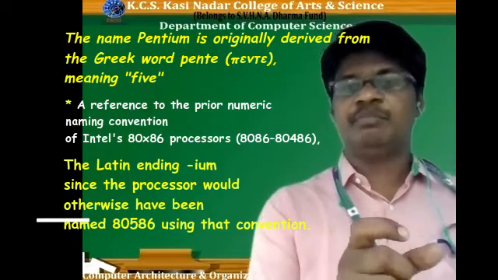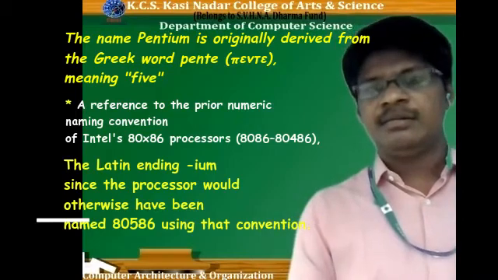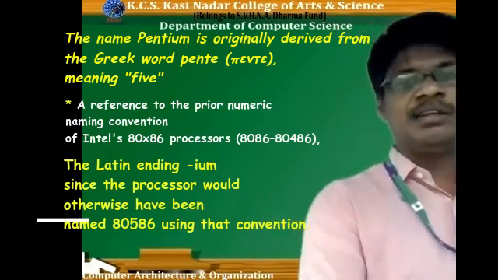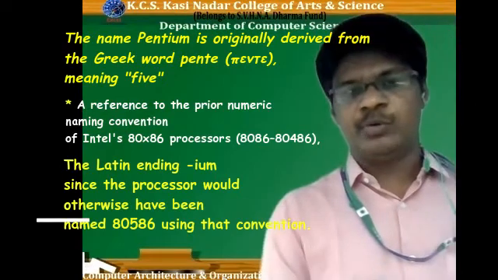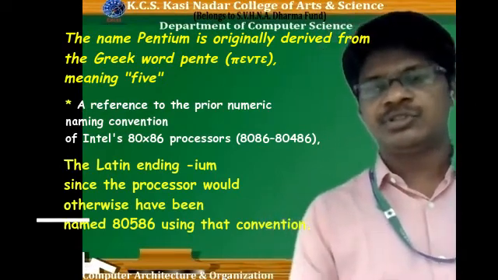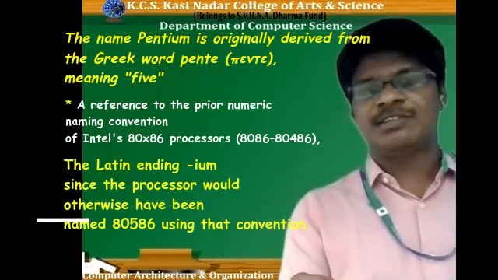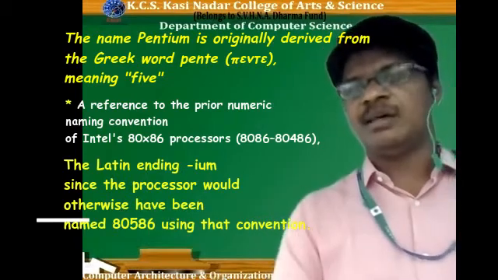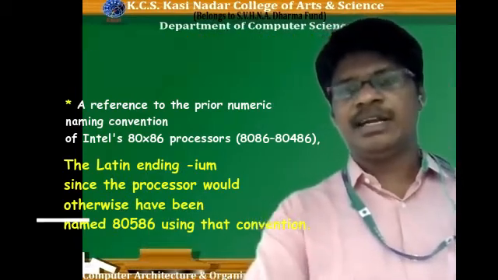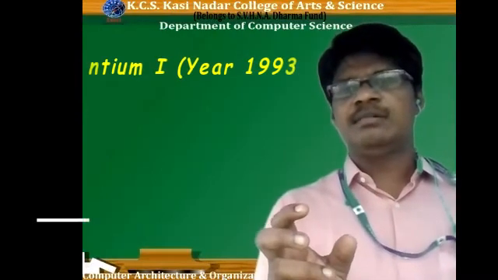So that is why they have chosen the name Pentium, from Penti, since the numeric naming convention had come to an end. That is why they have chosen a Latin word, "eum," which translates in English as ending. So Pentium has evolved. In the year 1993, they named it in words.